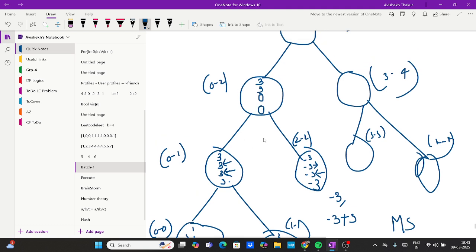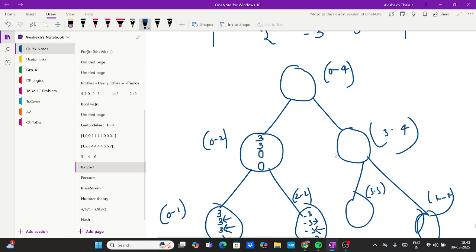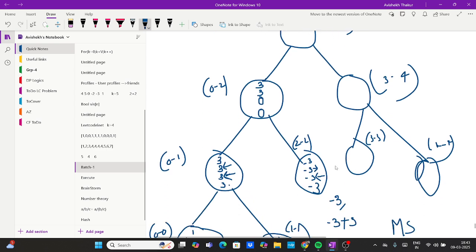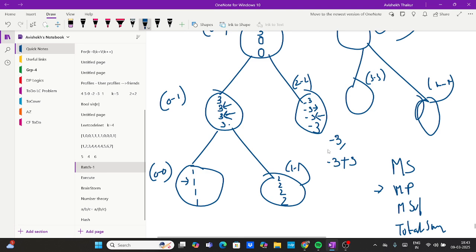Is it okay till here or shall we go to code? Yes, yes, you can write it.